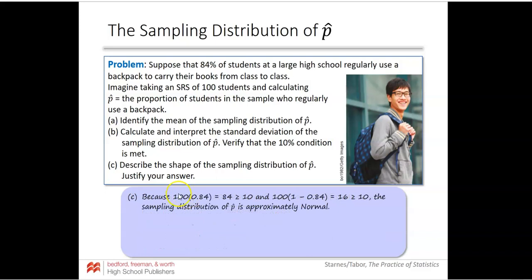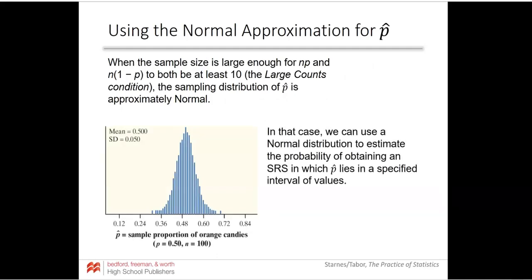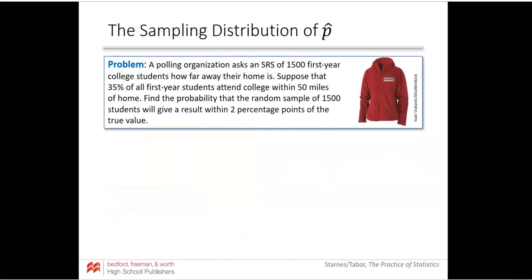Exactly true. I like the way they notated it: 100 times 0.84 equals 84, which is greater than or equal to 10. So they just kind of notate it that way. I really like that. The sample is approximately normal. That's one thing we already mentioned. And so if it does pass that condition, then we can use the normal model.